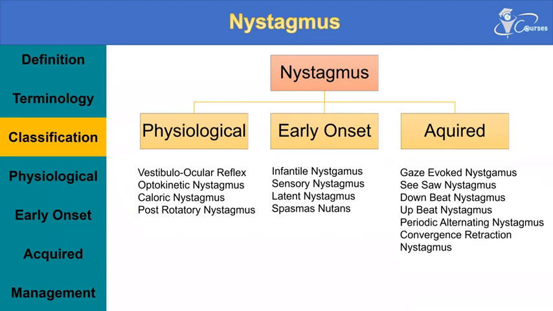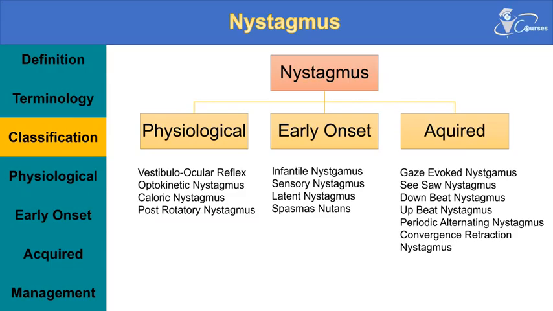convergence retraction nystagmus. Do you remember when we mentioned convergence retraction nystagmus? What is the disease or syndrome characterized by convergence retraction nystagmus? Yes, exactly. The dorsal midbrain syndrome, or Parinaud syndrome.